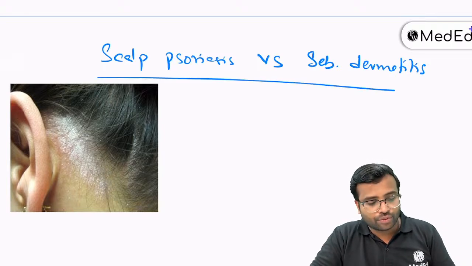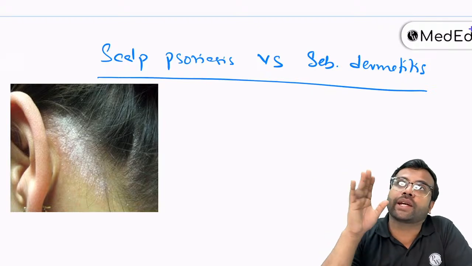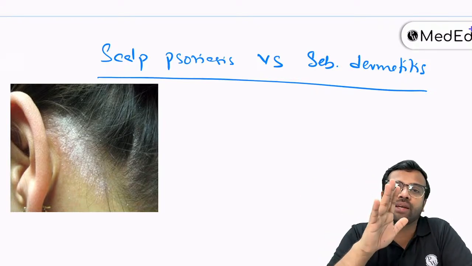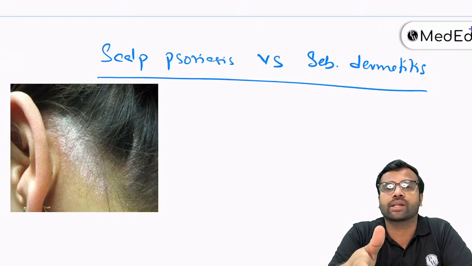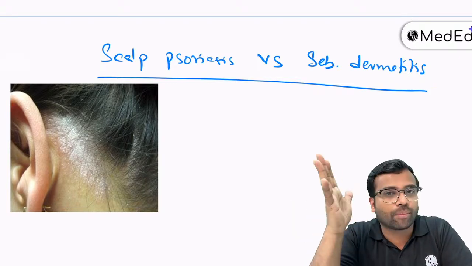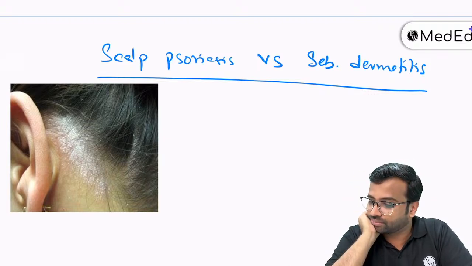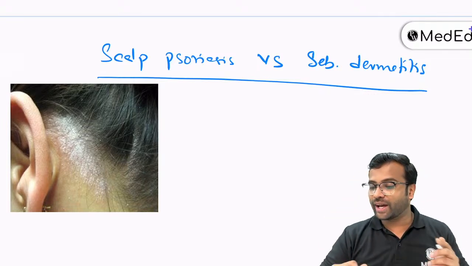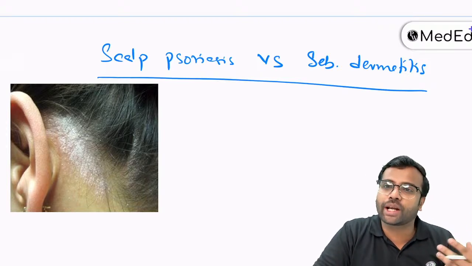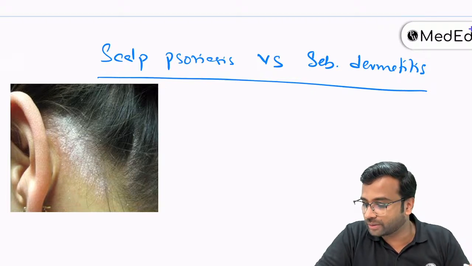So any answers for this one? Now you have been given a patient, and in this patient I'm asking you, can we differentiate clinically whether this is scalp psoriasis or just a very severe type of seborrheic dermatitis or dandruff? So how can we differentiate? I'll just wait for your answers. Whatever thought process you have, just try to share it. We'll see whether you're thinking in the right way or not.